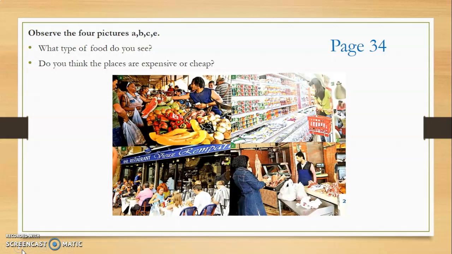So what do you see on picture B? On picture B, I see yogurt, I see milk, and I see some shakes over there. Now what do you see on picture D? On picture D, I see a restaurant. People are having fun. People are eating delicious food. Very good. And at the end, what do you see on picture E?